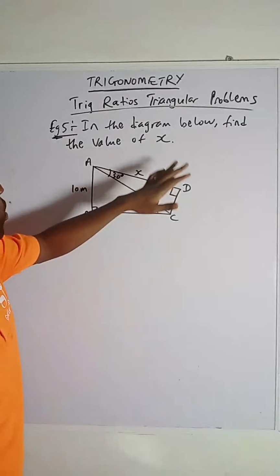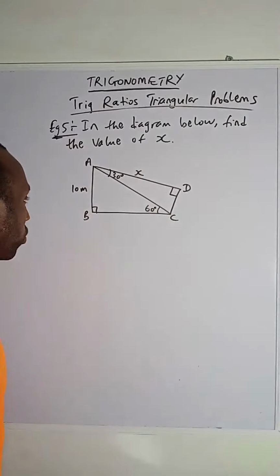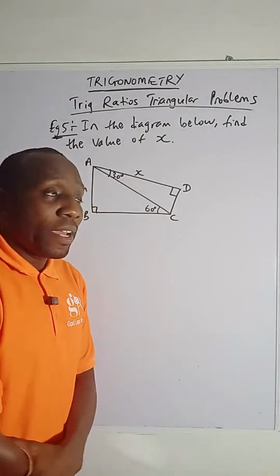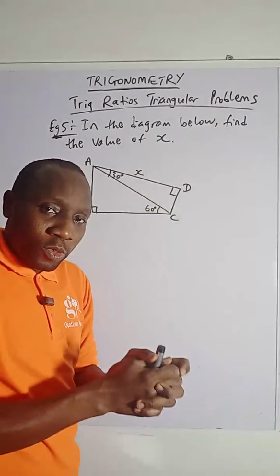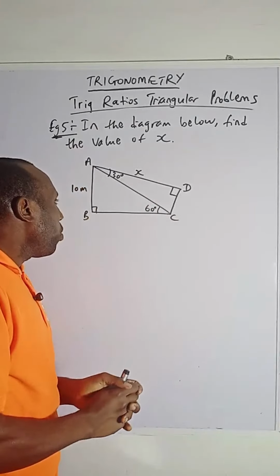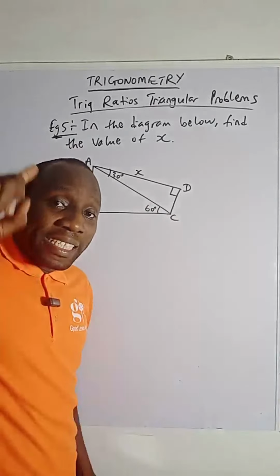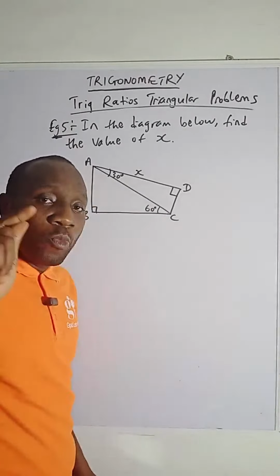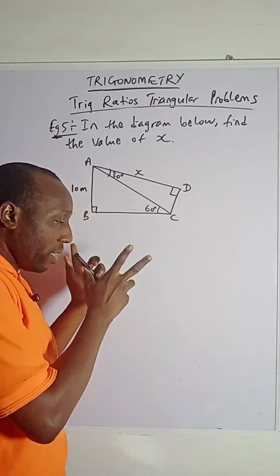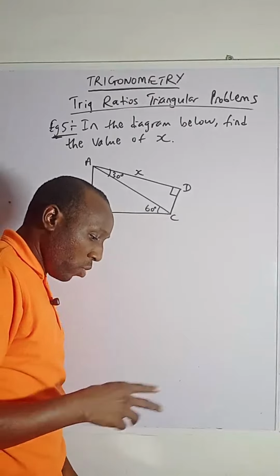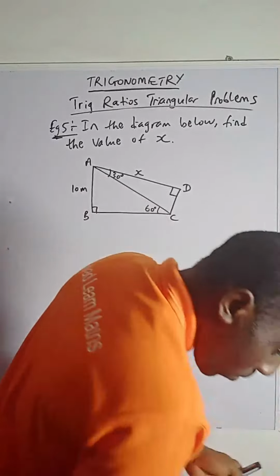Okay, so we need to find the value of X. We have two right angle triangles bundled together. Who can tell me what we should get first to be able to get X? Something like this has been done. It's similar to one of the questions we've done before.